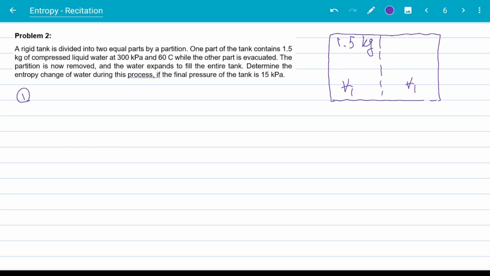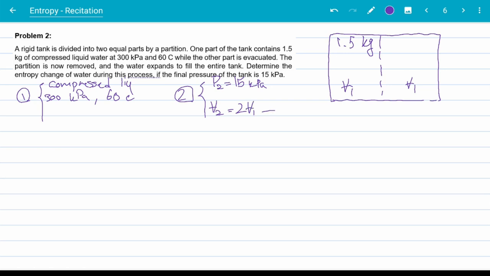We know that initially we have compressed liquid water at 300 kilopascals and 60 degrees Celsius. We know that at the final state, pressure is 15 kilopascals. And what else do we know? We know that the final volume is twice the initial volume. Mass is the same, so I can say specific volume 2 is twice the specific volume 1.